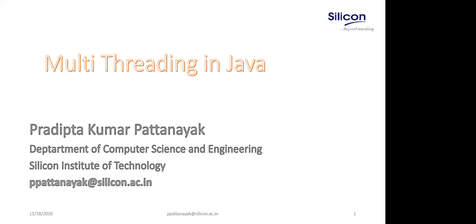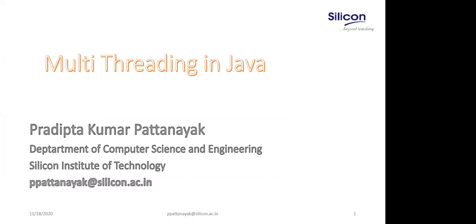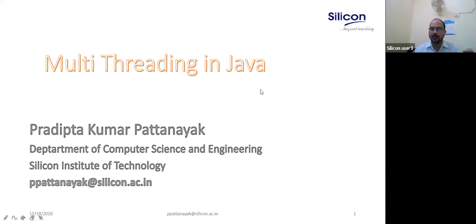In the previous class we discussed how we can create a thread in Java. We discussed two standard approaches to create a thread in Java. Either you can extend from the Thread class, or you can implement the Runnable interface.